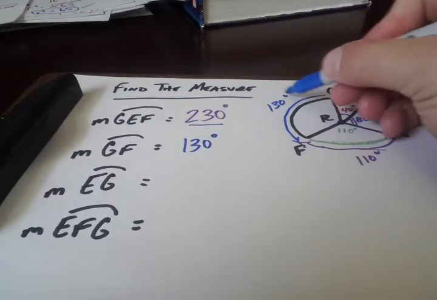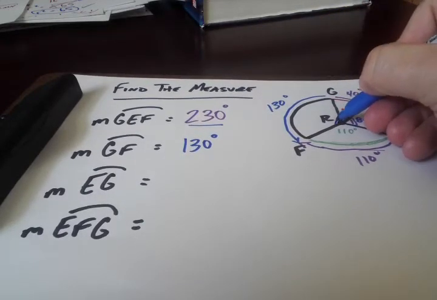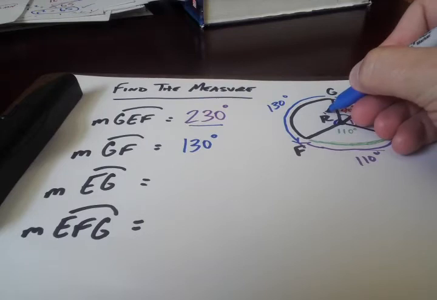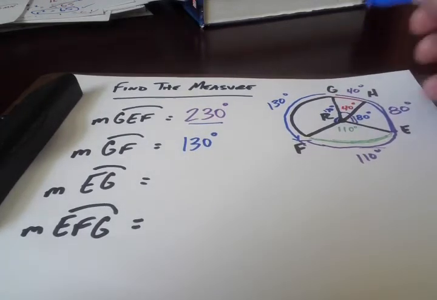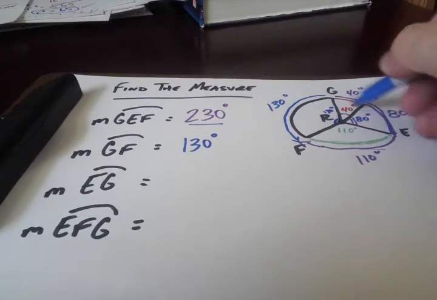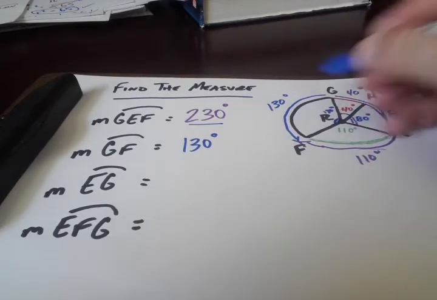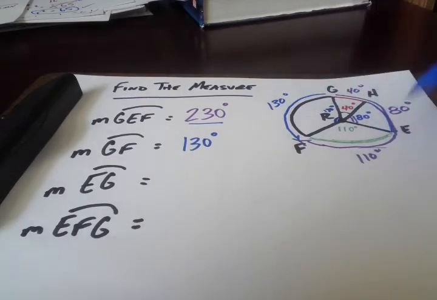Now remember, since this arc is 130, what is this angle right here? Yep, that's also 130. Okay, so it's just nice for us to know. And if you add up all 4 of these angles, it will add to 360, just like the 4 arcs add to 360.